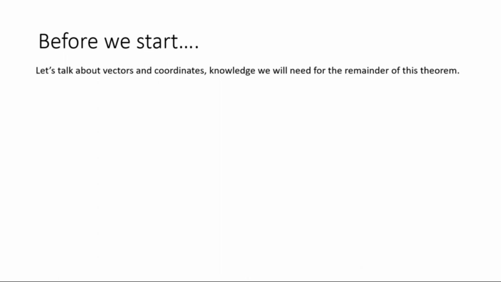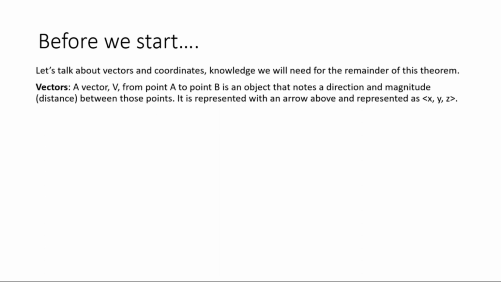First, we'll talk about vectors. A vector v from point A to point B is an object that notes a direction and magnitude, or the distance, between those points. It is represented by an arrow above and as x, y, and z. Here we have point A and point B. Let's go ahead and connect point A to point B. This will be our vector v, and since it's a vector, we have a little arrow on top.